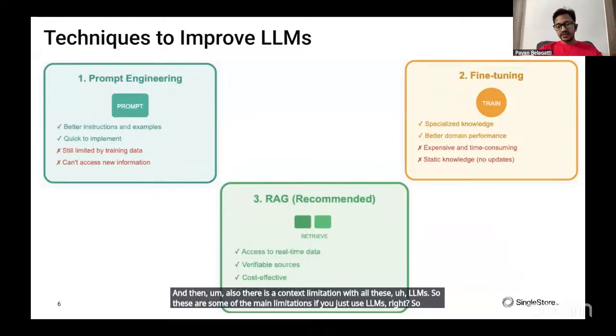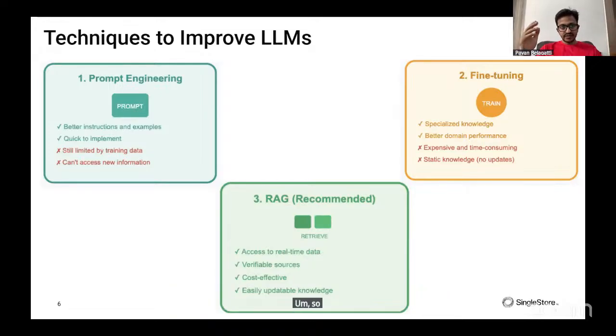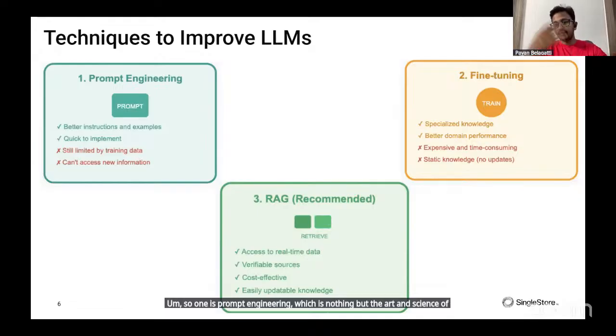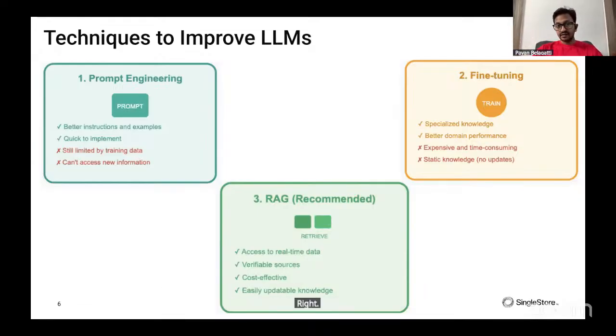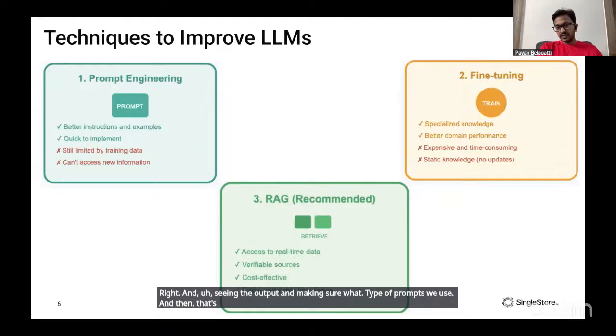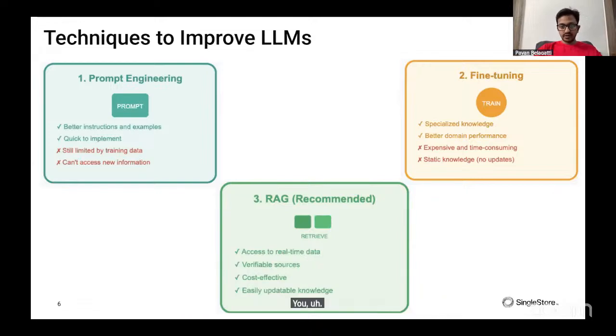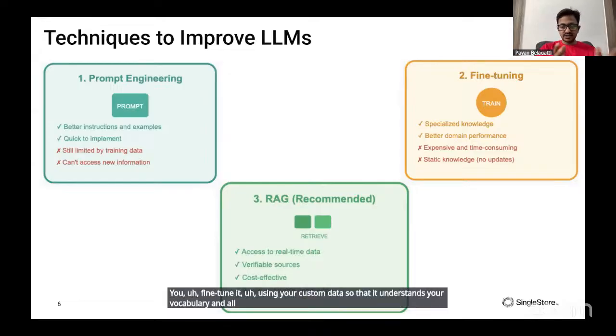So what are the techniques to improve LLMs? One is prompt engineering, which is nothing but the art and science of refining your prompts, seeing the output and making sure what type of prompts to use. That's a very easy one. Then fine tuning is where you use a base model and fine tune it using your custom data so that it understands your vocabulary when you're building a custom chatbot or AI applications.